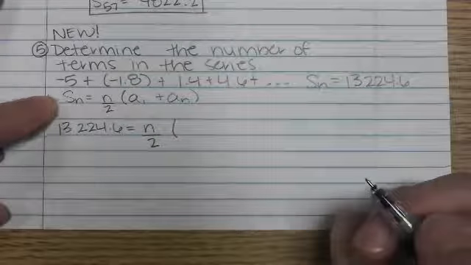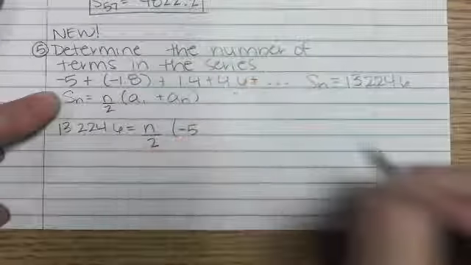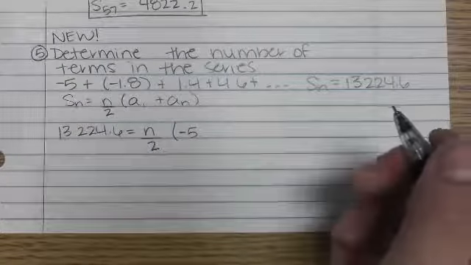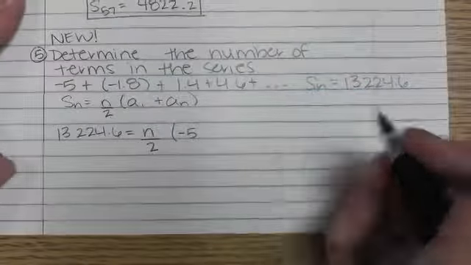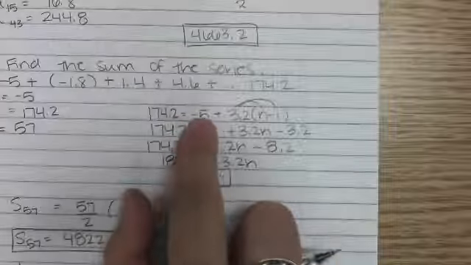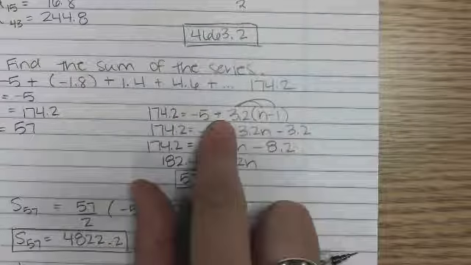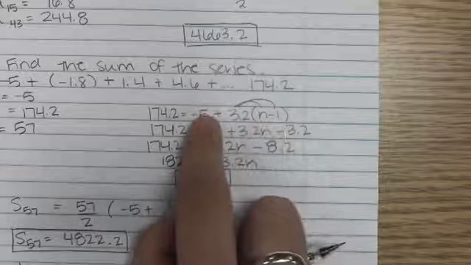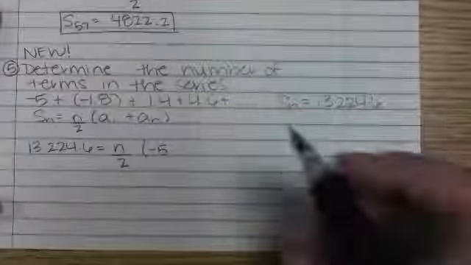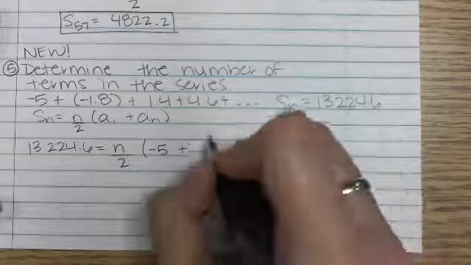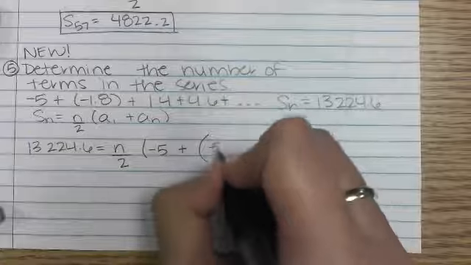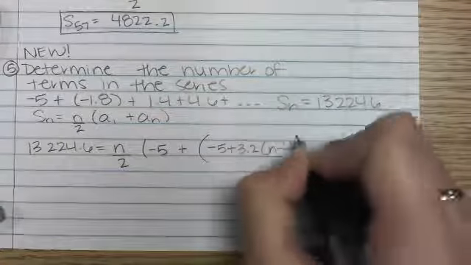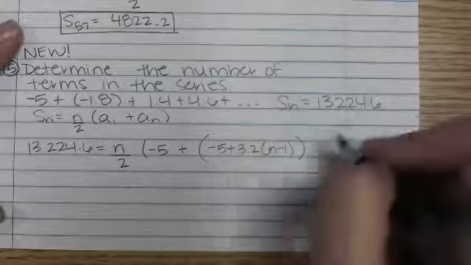I know that the first term is -5. And here's the other weird part. I know that the last term is going to be found if I plug n into this formula right here. Now, I don't know what the n is, but I know that I could find the last term if I plugged it in right there. So I'm going to say plus, and instead of writing my last term, I'm going to say -5 plus 3.2 times n minus 1. So this is going to stand for my last term.